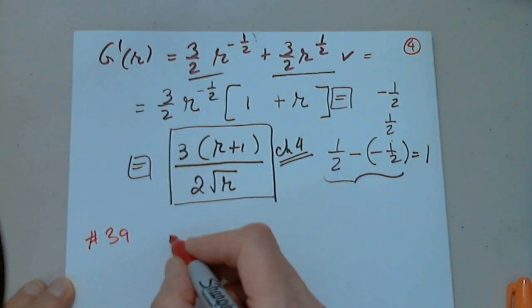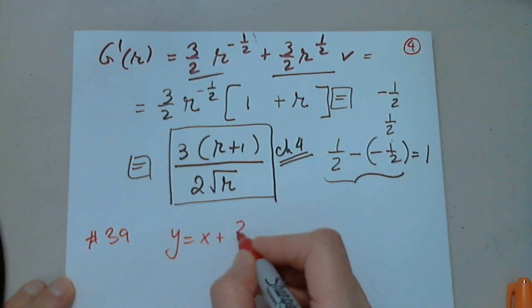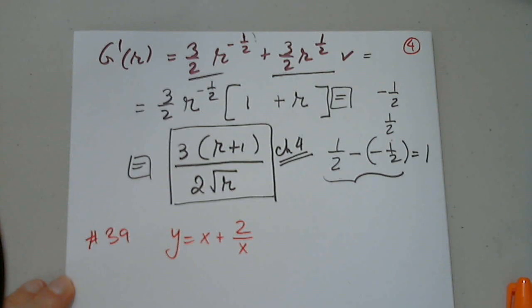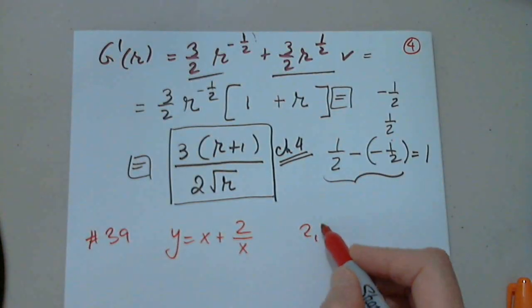So 39. Y equals x plus 2 over x. And it says find the equation, this one you meant, right? Find the equation of the tangent line to the curve at a given point. So they are telling us 2 comma 3.